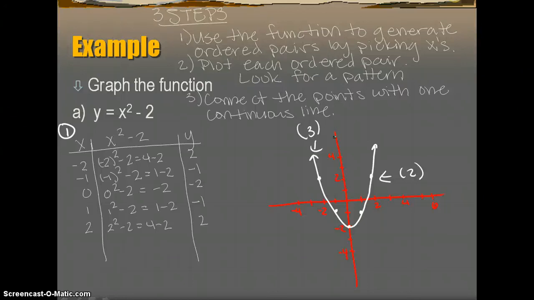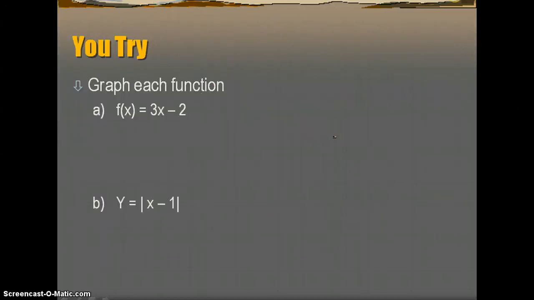So the try-its: you're going to graph f of x is equal to 3x minus 2, and then y is equal to the absolute value of x minus 1. Make sure again that you do your graphs on graph paper and to show all your work.